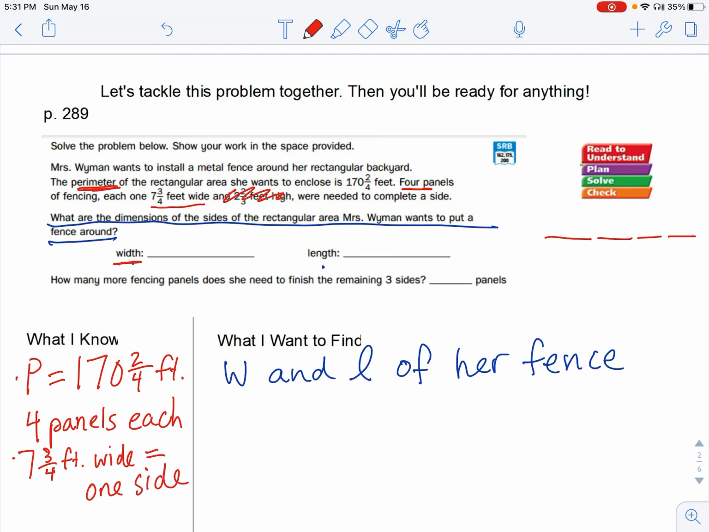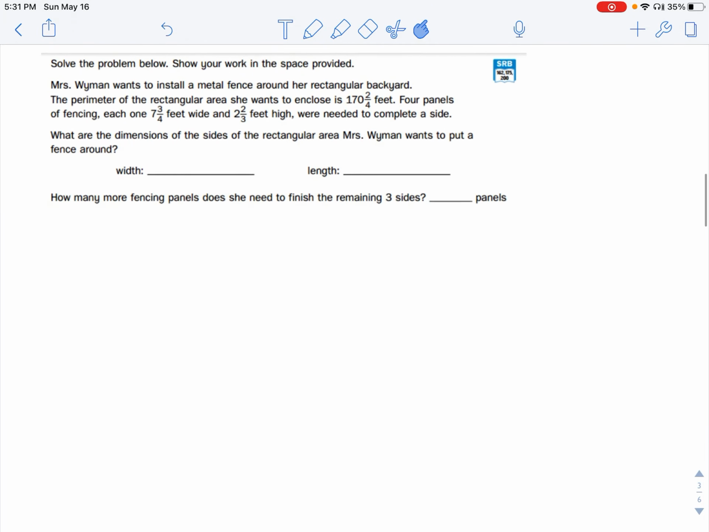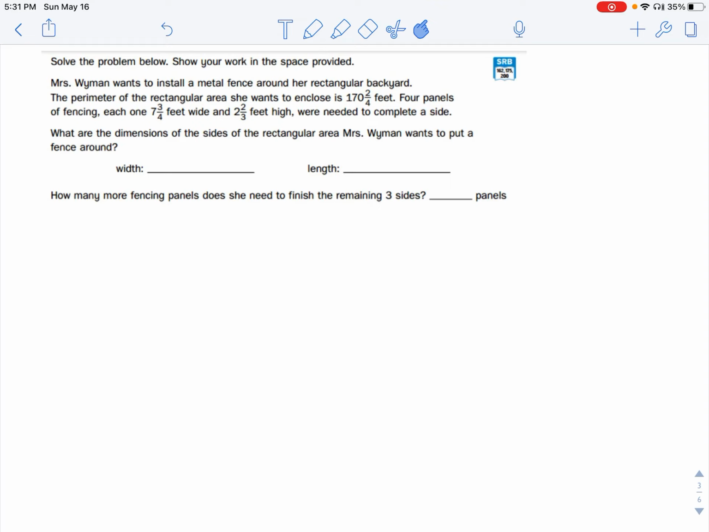We also know her fence is a rectangle. So now I'm going to go ahead and draw this out. So I'm going to go to a new workspace. Hopefully you have enough room. If you need a scratch paper, definitely use one for this. As I said, this is a doozy of a problem. So let's go ahead and draw.